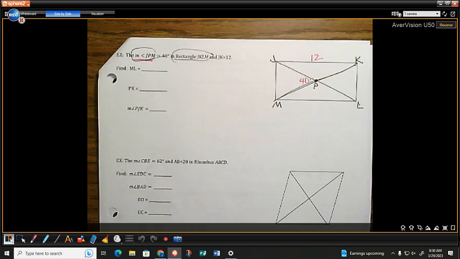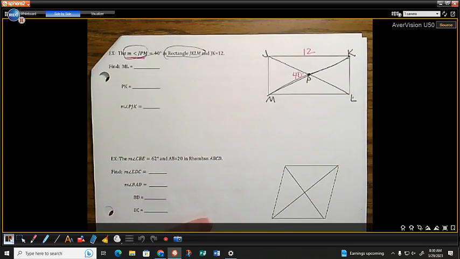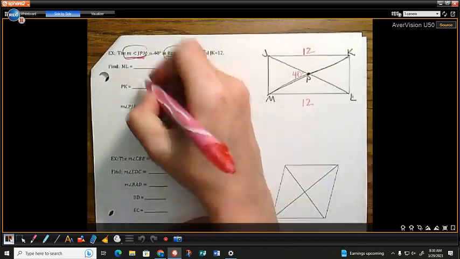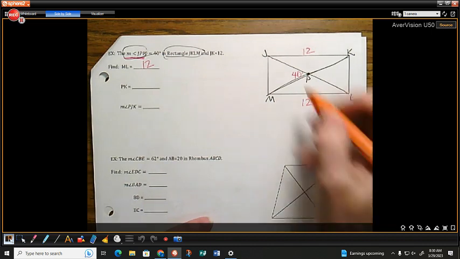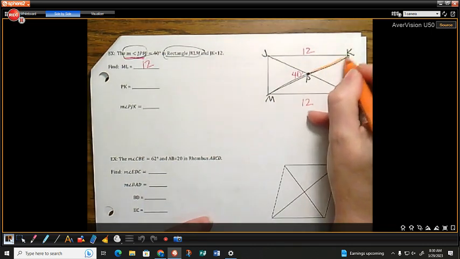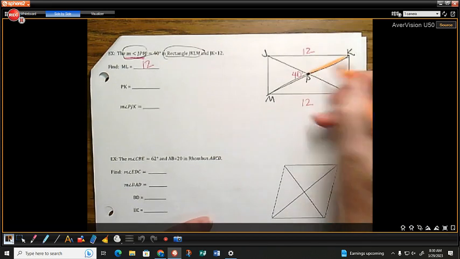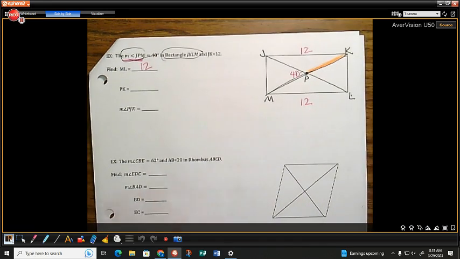Okay. And so you go, okay, find JK. 12. How'd you know? Because opposite sides are congruent. Opposite sides are congruent. Okay. What about PK? You're more right than you think.